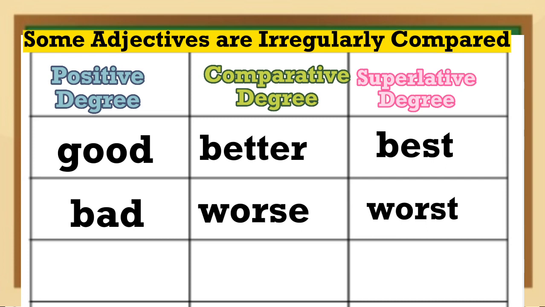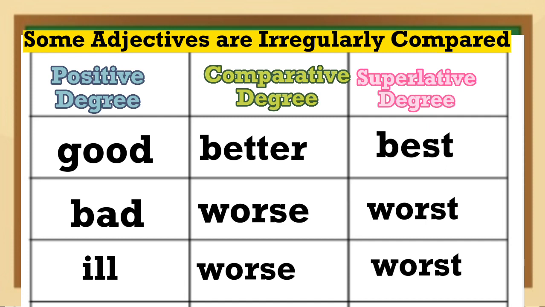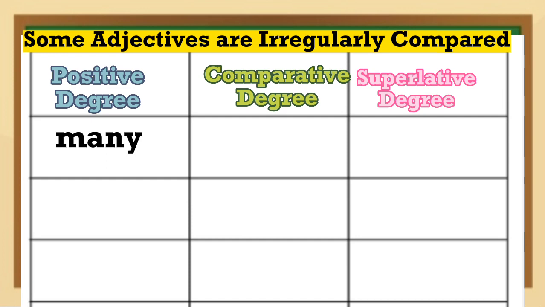Another example, in the positive degree, the word ill. In comparative degree, it becomes worse. In superlative degree, it's worst. As you can see, in comparative degree and superlative degree, the words bad and ill have the same words. In comparative degree, it's worse. In superlative degree, it's worst.